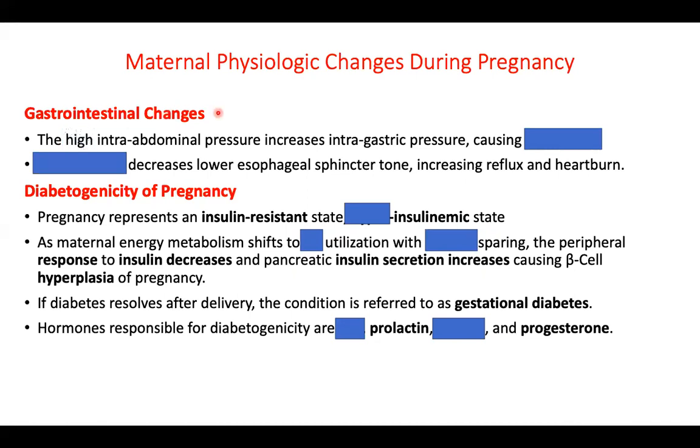Actually, I don't remember what the first one is. Okay, yeah, the high intra-abdominal pressure increases intragastric pressure, causing what? What happens now that the stomach is compressed? Acid reflux. Perfect. Okay, what hormone relaxes the lower esophageal sphincter?